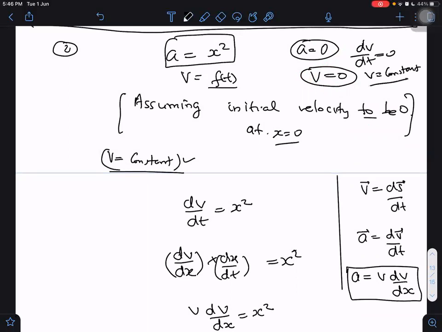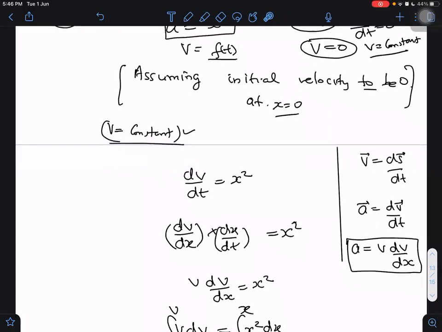It is not at time t equal to 0. It is at position x equal to 0, and the particle will remain at x equal to 0 only. It cannot even move from there. If it is always remaining there only, then it will continue to be there only.